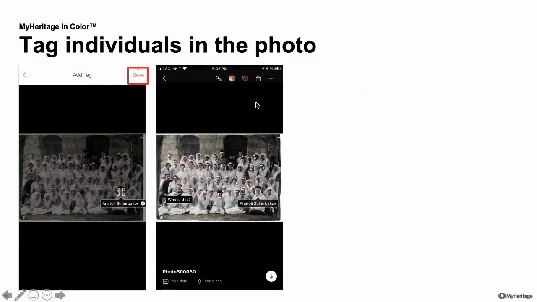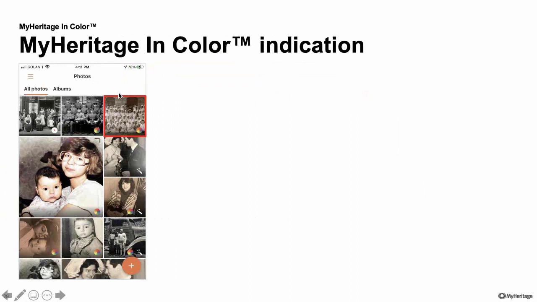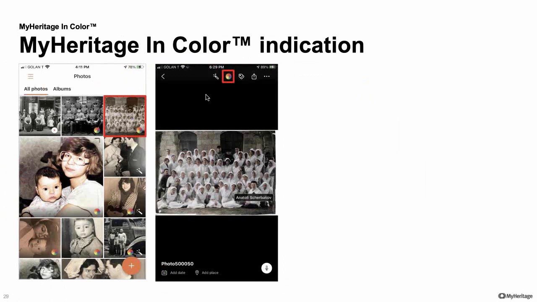Once you colorize the photo, you'll actually see in the gallery this colorized indication, the colored circle, that indicates that a photo has been colorized. Another indication, as I showed you before, is the circle filled with colors. So those two are indications that the photo has been colorized.